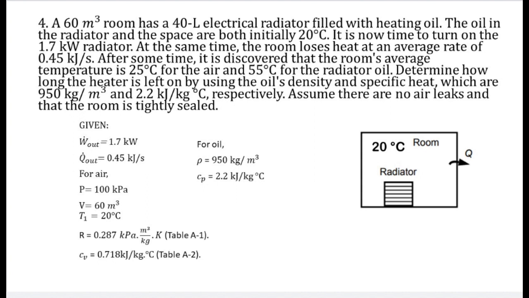For air, we have the pressure is 100 kilopascal, the volume is equal to 60 cubic meter, and the initial temperature T1 is 20 degrees Celsius. This is at local atmospheric pressure, so the pressure is 100 kilopascal, and the remaining specific heats can be found in Table A1 and Table A2 in the property tables.